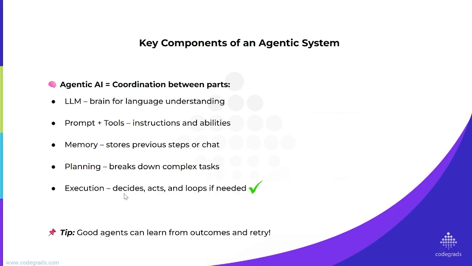And execution is decide and act and loop if needed. So the deciding factor is done by the agent. It will think and take action. And even if the answer is not good, then it will go again and see which tools can increase the accuracy of an answer. So at that point, the loop plays an important role to get the expected answer. Now we have a tip here that good agents can learn from outcomes and retry. So an agent is considered good when we take action from the output. If we are not getting the expected output, then it will also do the trial and see how we could improve the accuracy of an answer.